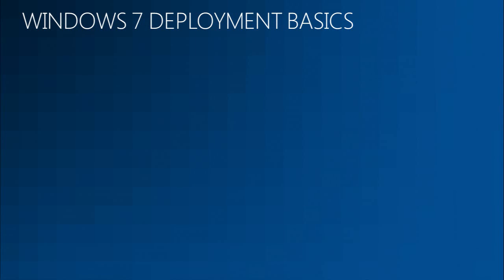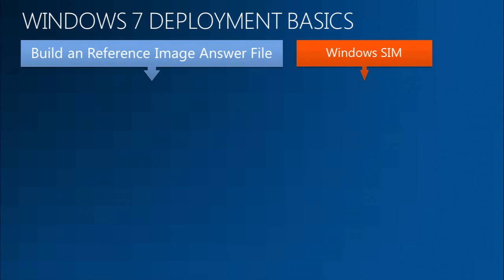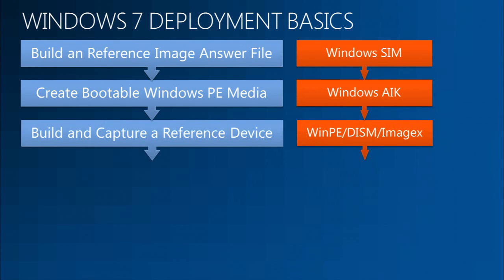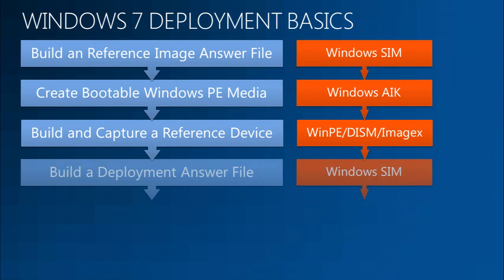So, deployment basics. Typically, when I work with customers doing big deployment projects, it usually falls into a number of tasks. It usually falls into building a reference image and an answer file. It usually then goes on to creating a bootable Windows PE media to boot the machine that we're going to build, and building and capturing that reference device with our customizations in. It might have a few applications installed. It might have a few drivers installed. It might have some customization to the branding.